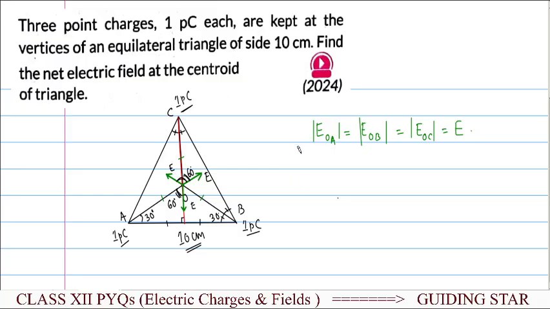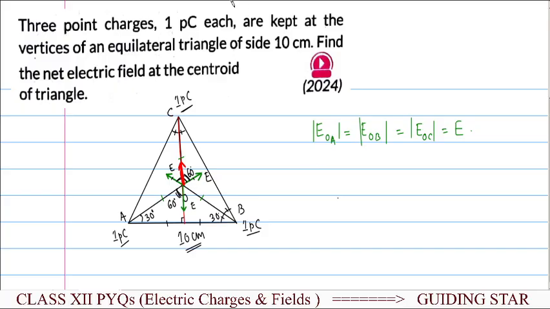Now as three fields are acting at the same point, we can solve this by taking the resultant of the two fields, this field and this one. If you take the resultant of these two fields, it will be directed vertically upward. So first of all we'll try to find out the magnitude of the resultant.